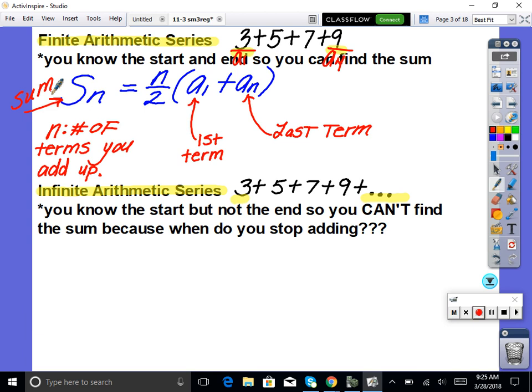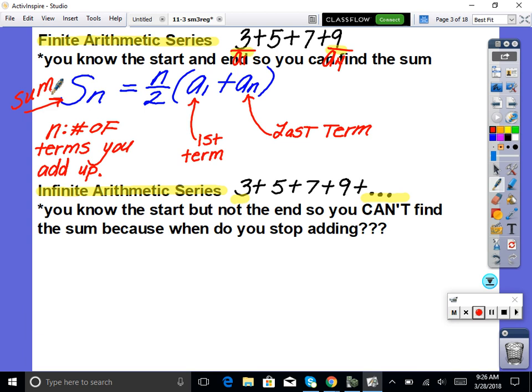sum of this many terms is equal to n over 2 times a sub 1 plus a sub n, where a sub 1 is the first term you're summing up, so like 3, and a sub n is the last term you're summing up, the stopping point. The last term you're summing up.